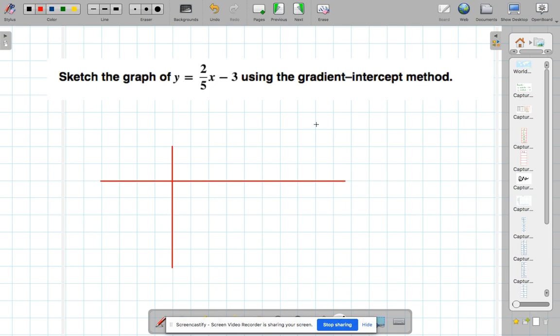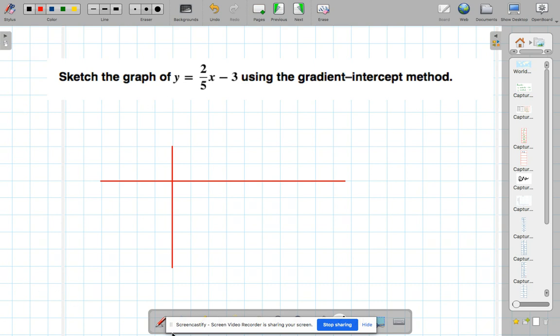In a previous video, I showed you how to sketch a linear graph using the method where you find the x-intercept and the y-intercept and you join them up together. Here I'm going to show you how to do it using what's called the gradient intercept method. Before I do that, I want to point out two things about a linear function in this form.